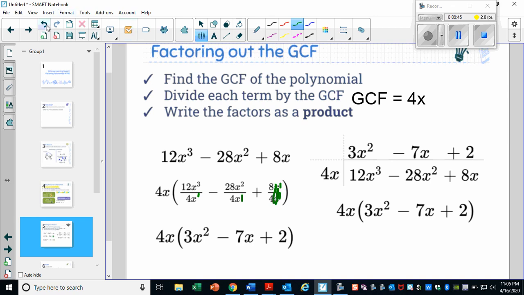Make that a little neater. So now we're just left with 8 divided by 4, and you get 2. Now this is the reverse box method. Again, you can always use the box method to check. So 4x times 3x squared is 12x to the third. 4x times negative 7x is negative 28x squared. 4x times 2 is positive 8x. So that's a way you can check whether or not you factored the GCF properly.